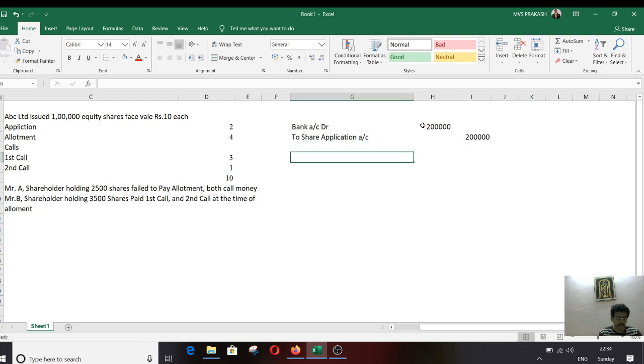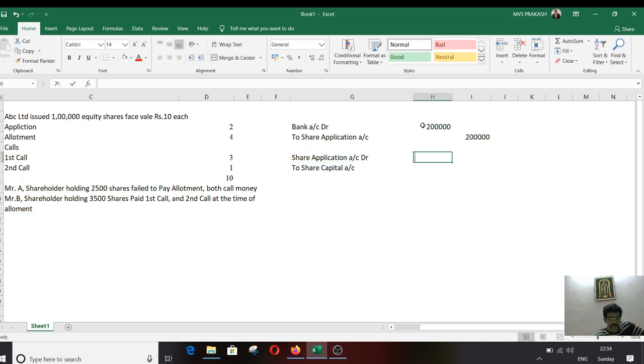So what do I need to do? The share application account now has to be debited. Where do I have to transfer it? I have to transfer it to the share capital account. I will debit the share application account, and this will be transferred to your share capital account.